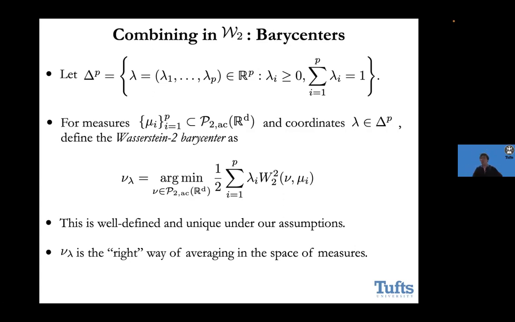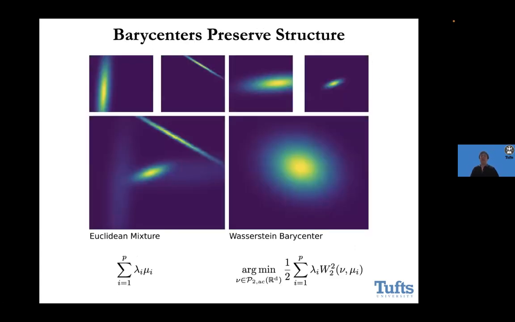It's not clear at all that this makes any sense. In our context, where we have absolute continuity and so on, this is well defined and unique. I want to argue that this is the correct way to average in the space of measures, and there are many justifications for this. One that is geometrically satisfying is this example: imagine I have a bunch of Gaussians, the 4 little images on the top, and I want to combine them.